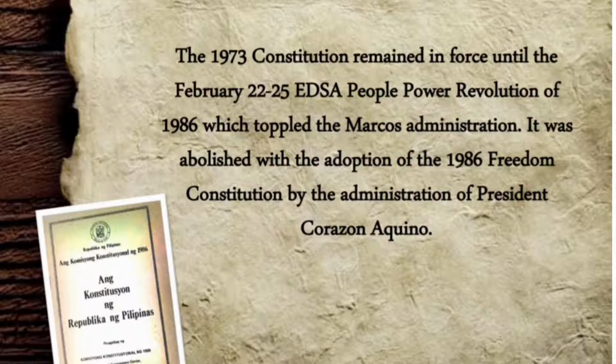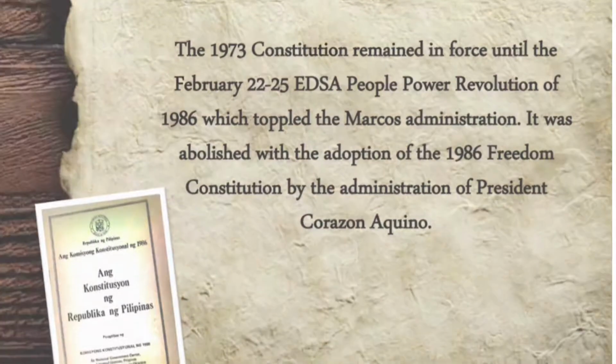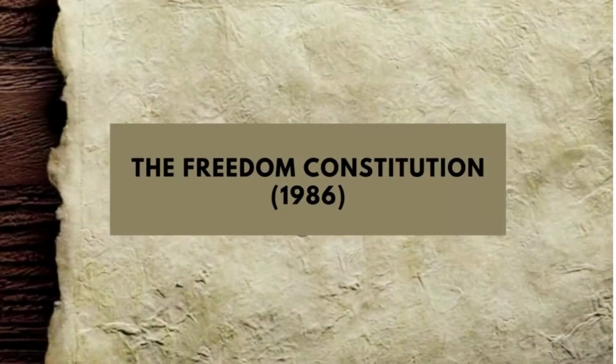The 1973 Constitution remained in force until the February 22 to 25 EDSA People Power Revolution of 1986, which toppled the Marcos administration. It was abolished with the adoption of the 1986 Freedom Constitution by the administration of President Corazon Aquino. The Freedom Constitution, 1986.